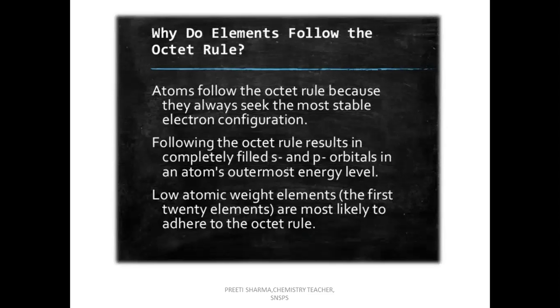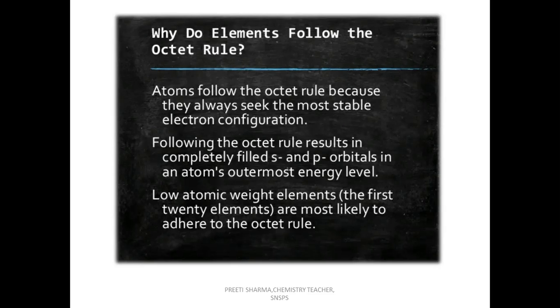Now, my next question is, why do elements follow the octet rule? Atoms follow the octet rule because they always seek the most stable electronic configuration, right? It means they need stability. Following the octet rule results in completely filled s and p orbitals in an atom's outermost energy shell. For low atomic weight elements, the first 20 elements are most likely to adhere to the octet rule, right? It means mostly, no doubt, all the elements follow, but mostly the first 20 elements follow or adhere to the octet rule. But there are certain limitations to the octet rule.